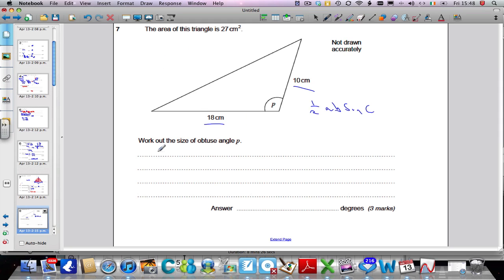So a half times 18 times 10 times the sine of P should be equal to the area, 27. Half times 18 is 9, 9 times 10 is 90, so we get 90 sine P equals 27. That means sine P equals 27 divided by 90, which is 3 over 10.